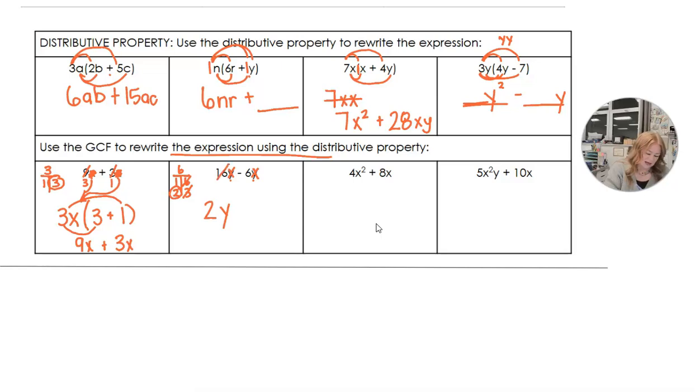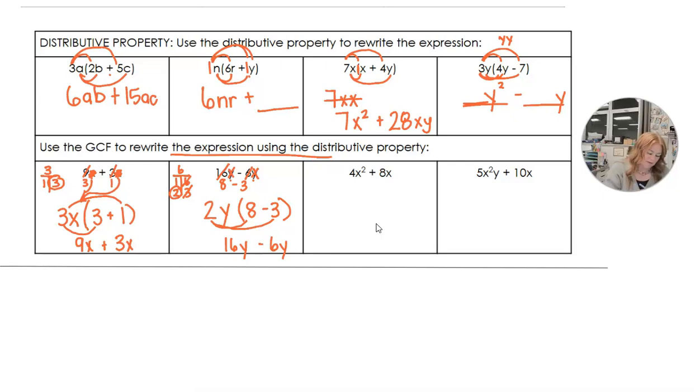So 16 divided by 2 is 8. We're going to minus 6 divided by 2 is 3. So we're left with 8 minus 3. So when we check here, we have 2 times 8 is 16y's minus 2y's times 3 is 6y's. So when we have that variable in common, those have to get pulled out too. That's part of the greatest common factor.